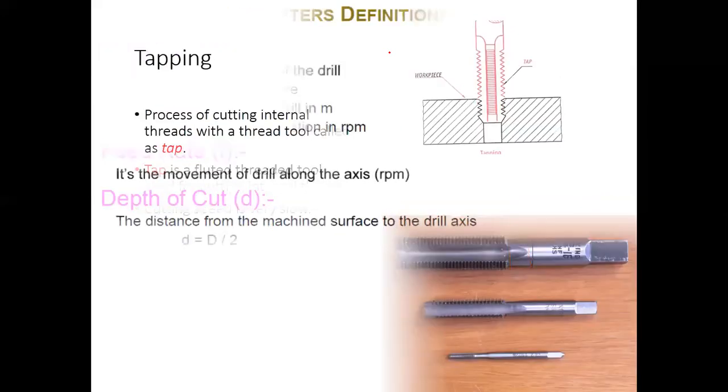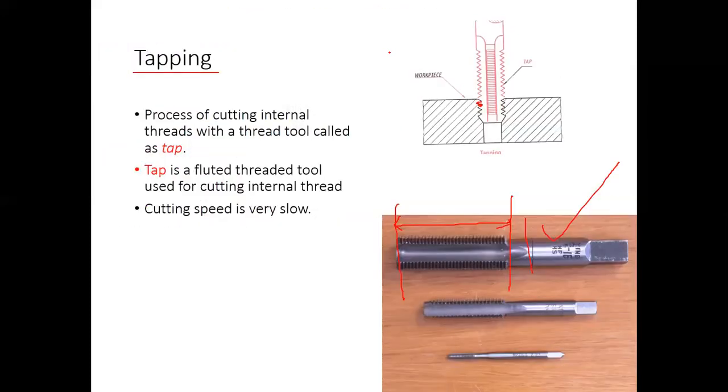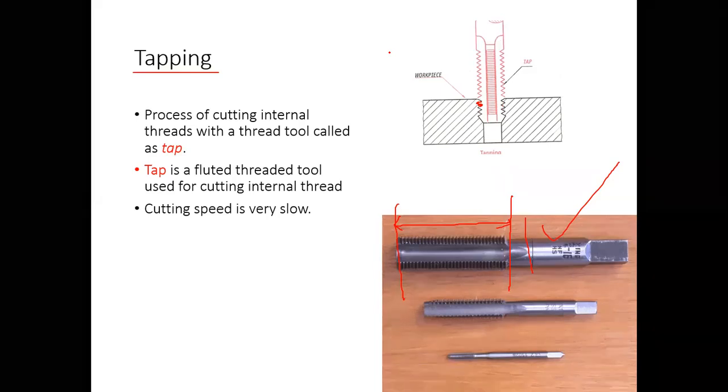So these are the few operations performed on a drilling machine. In addition to drilling, you have reaming, boring, counter sinking, and tapping. These are the 5 operations which can be performed on the drilling machine in addition to drilling. If anybody asks you in exams what are the different kinds of operations that can be performed on the drilling machine, you need to write all these 6, including drilling.